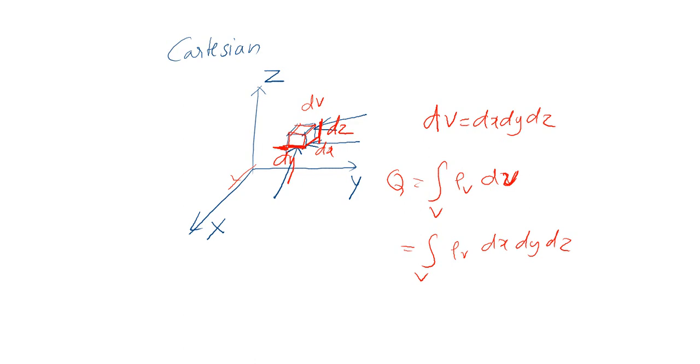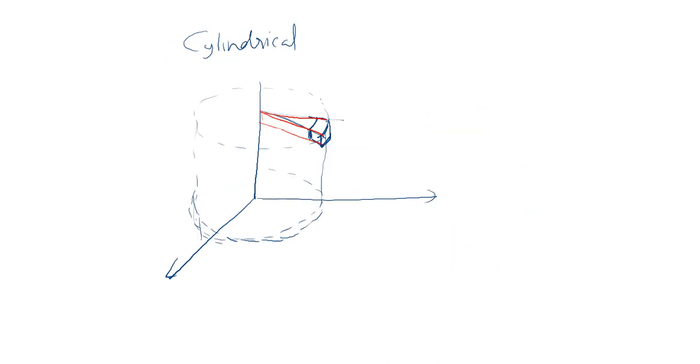Since there are three variables, I have to use a triple integral. The first one is over x, the second over y, and the third over z. Normally we will do this integral first, then the second integral, then the third integral. We will see examples later. Okay, this is the case of the Cartesian coordinate system.